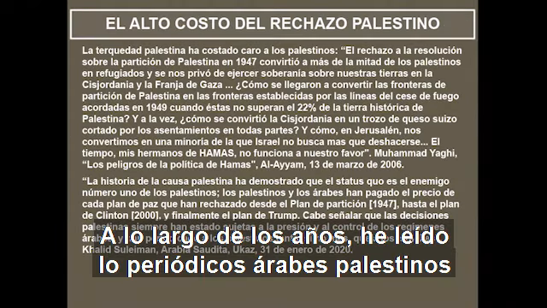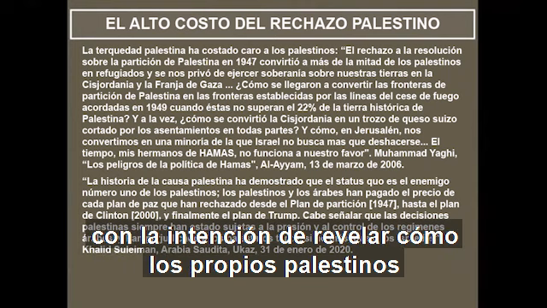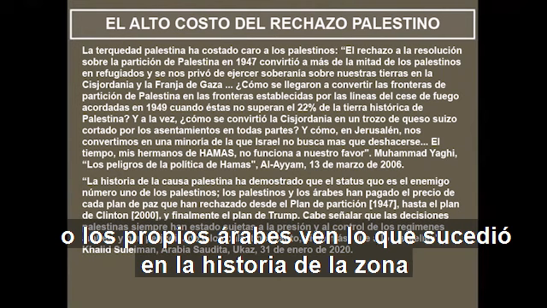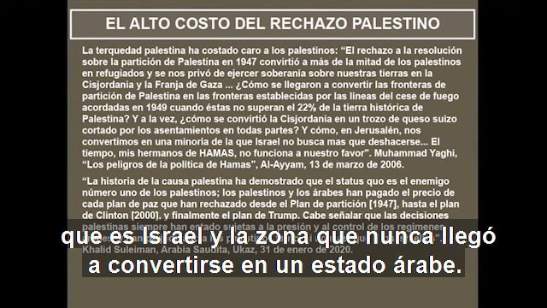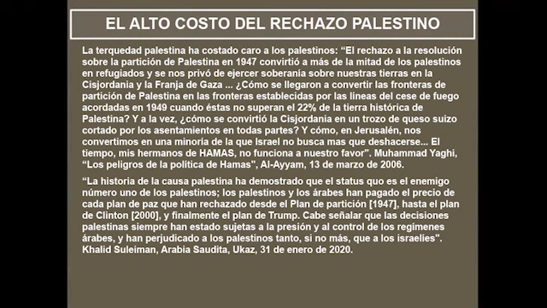Over the years, I've been taking a look at Palestinian Arab newspapers, trying to figure out how Palestinians or Arabs themselves view what went on in the history of the area that became both Israel and the area that didn't become an Arab state. The first quotation is from 2006 from a very well-known Palestinian Arab writer, in which he laments: how did the partition borders become truce line borders in '49 when they don't exceed the 22% of historic Palestine? And how did the West Bank become nothing more than Swiss cheese cut by settlements?